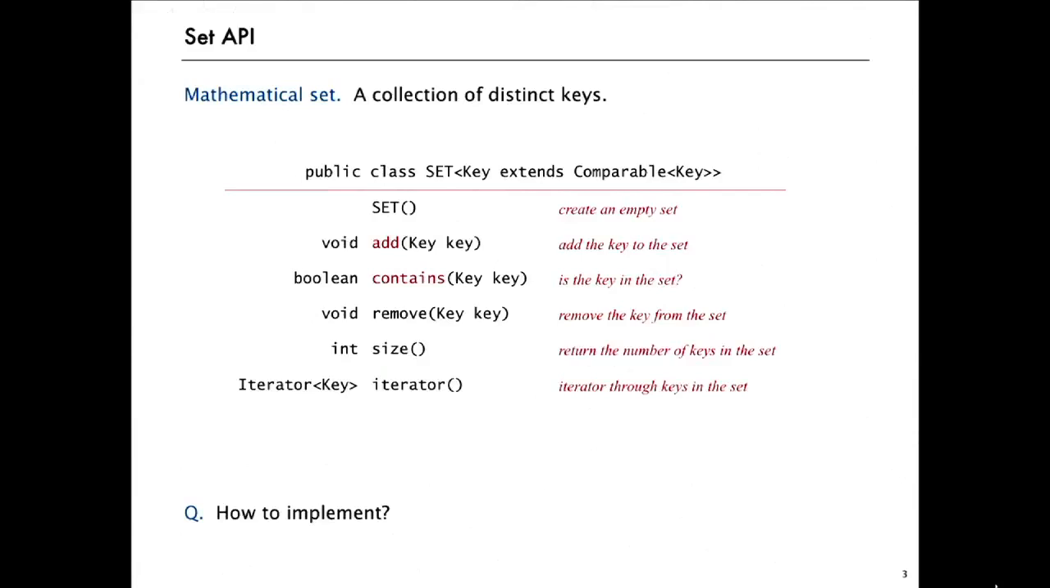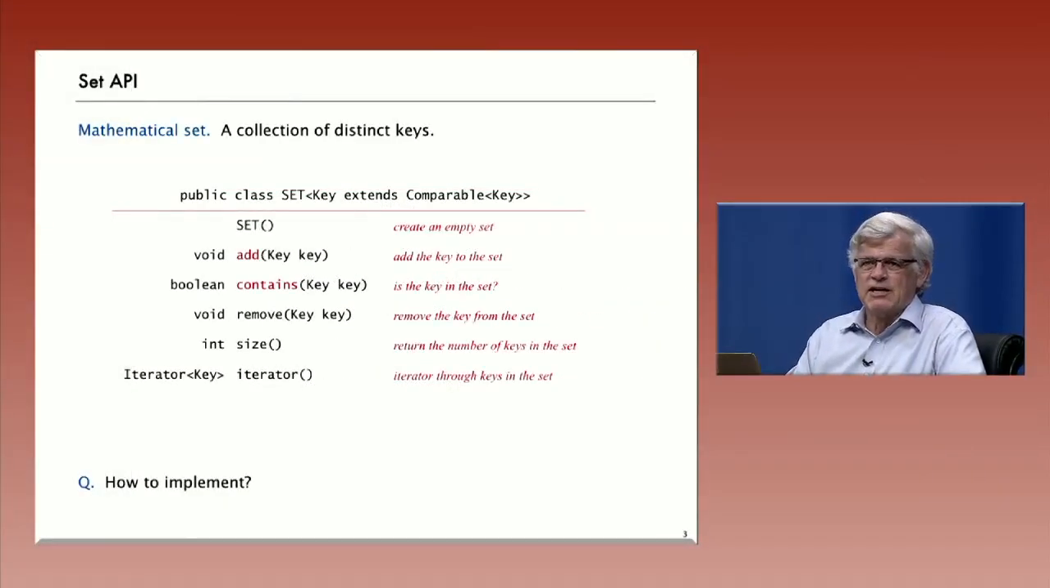So a mathematical set is just a collection of distinct keys. There's plenty of applications where we want to just be able to implement this really simple API. We want to be able to create an empty set. We want methods to add a key to the set and to check whether a given key is in the set or not, to remove a key and maybe return the number of keys in the set, and also have an iterator to iterate through keys in the set. This is simpler than symbol tables because it's got no associated value.